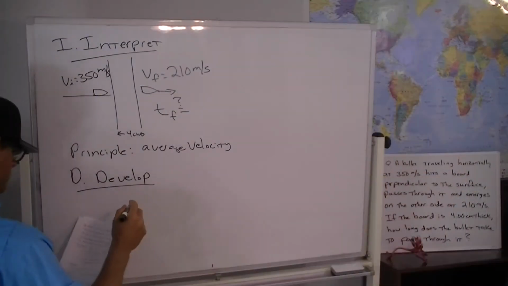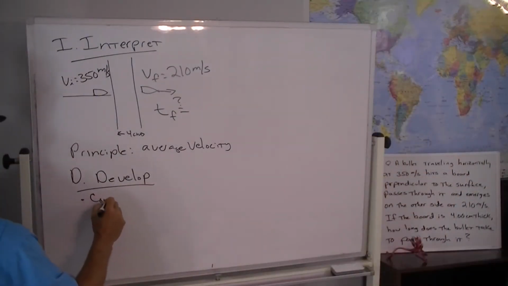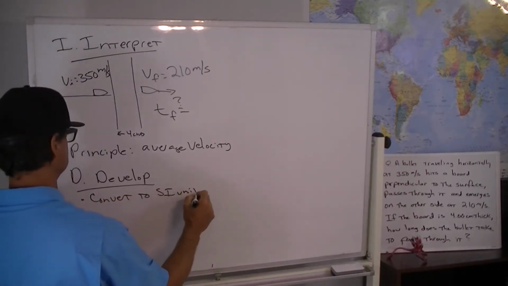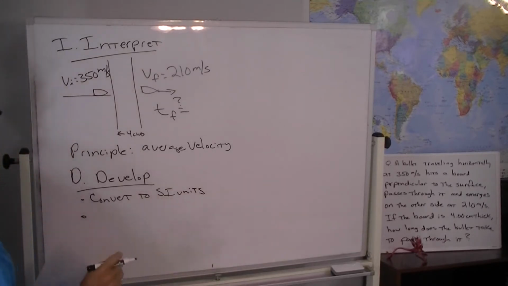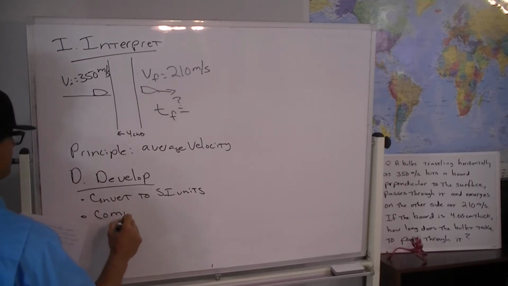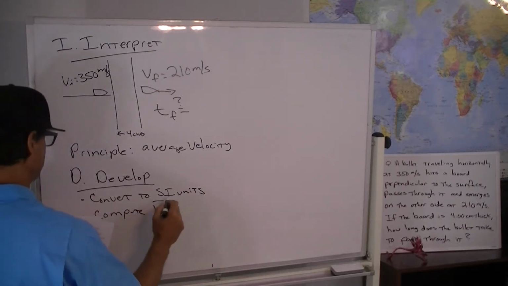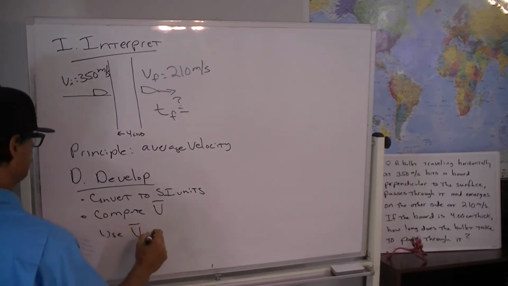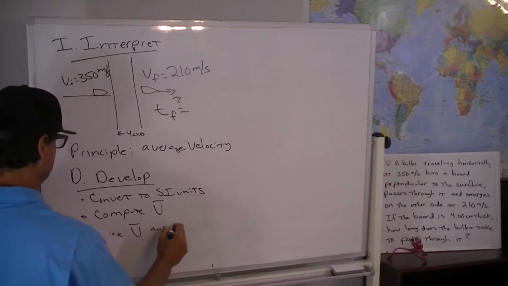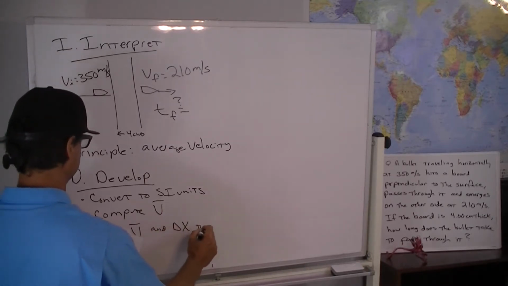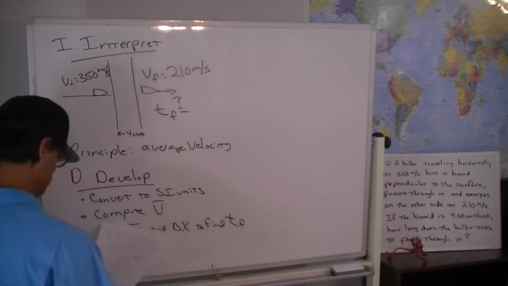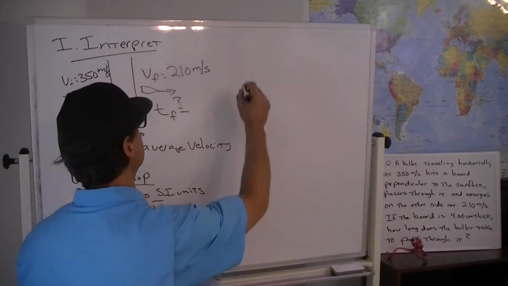Alright, so a sequence of steps. We're going to convert to SI units, always a good first step if everything's not given in SI units. Compute the average velocity as a second step. And then we're going to use the average velocity and the delta x to find t final, the amount of time it took to go through. Okay, so now to evaluate.